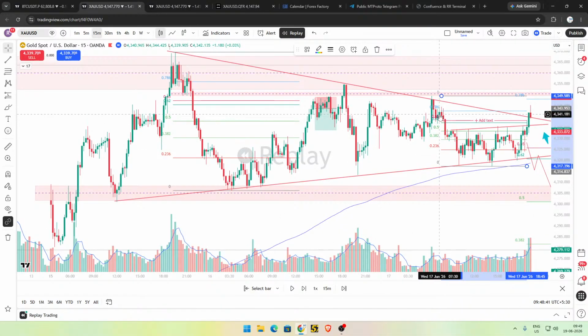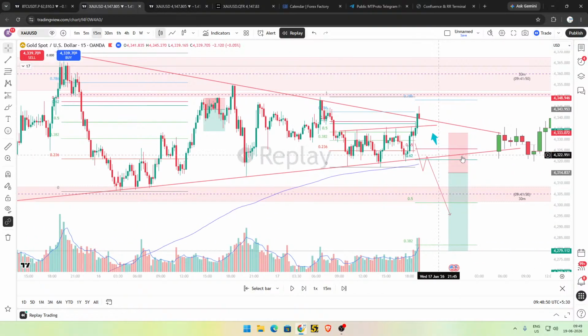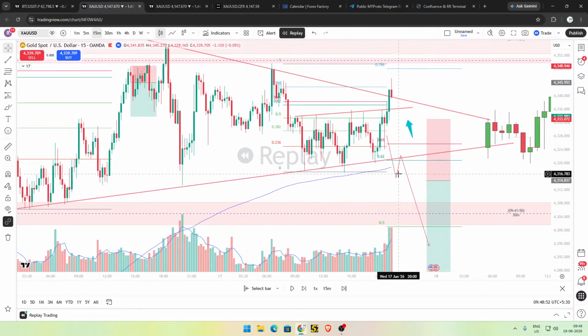Then this trade, Fibonacci 786 level. So in that also it didn't perform well. See, there is a breakout of a three touch trend line.